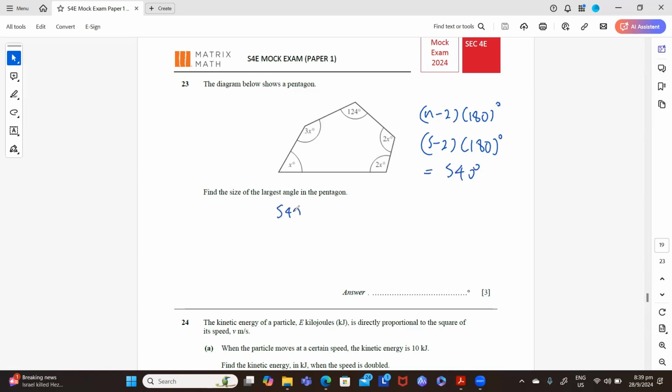Take 540, subtract the 124. You get 416. So 416 is made up of all this x, which is 8x. X is 416 over 8, which is 52. So select the largest angle in this and compare it to 124. So 52 times 3 is 156. So 156 is greater than 124. Therefore, the answer is simply 156 degrees.